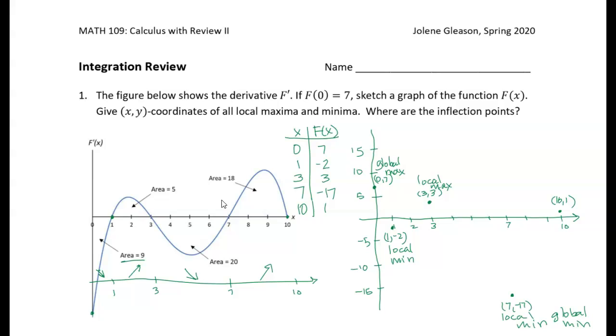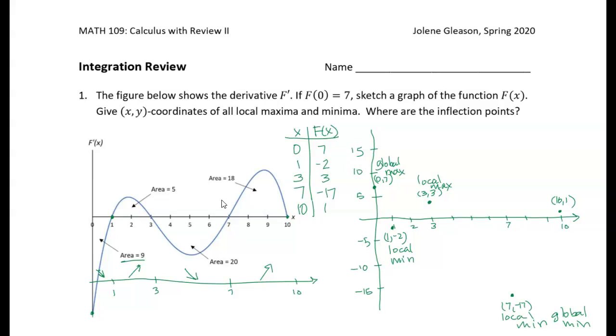This 7 comma minus 17, because it's smaller than any of the other candidates for global minimum. Okay. And then really this endpoint, if this was a quiz question and you included it as a global or a local maximum, I wouldn't count it wrong. I'd say, yeah, you're fine. But we really can't tell what's going on the other side of 10 because we don't have enough information.